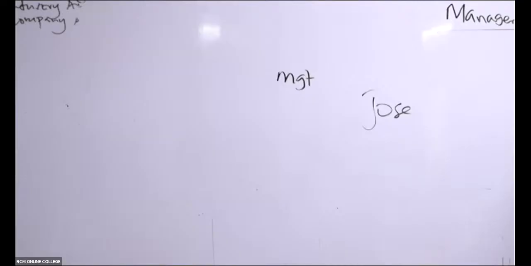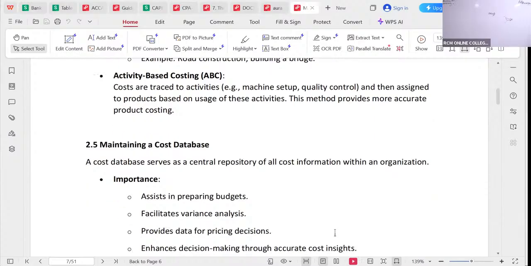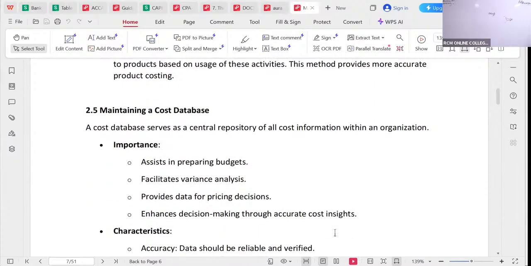Maintaining a cost database. A cost database serves as a central repository of all cost information within an organization. The importance: it assists in preparing budgets because you have all the costs, right? It facilitates variance analysis, provides data for pricing decisions, and enhances decision making through accurate cost insights.